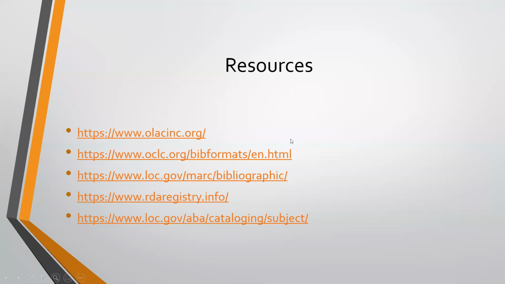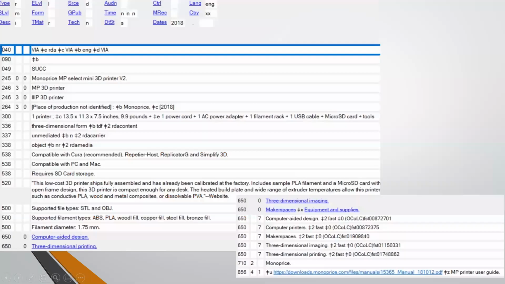And then, of course, OCLC bib formats and standards, Library of Congress MARC 21, the RDA Registry, and Library of Congress, some of their pages on subject headings. So let's just take a look at a couple things that I've pulled up some records for.